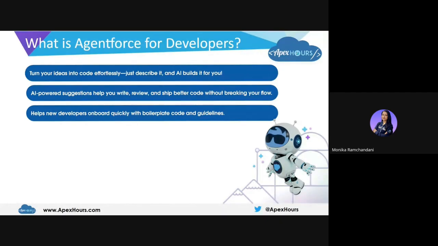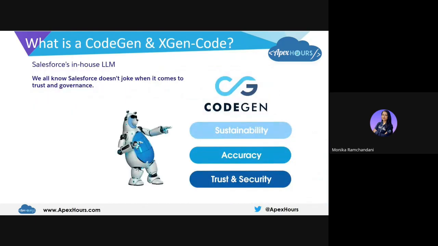Now, this is all praise for Agentforce, but who is helping it do the business? It is CodeGen and XGen-Code, Salesforce's in-house LLM. So it's not ChatGPT, it's not a plugin, it's Salesforce's in-house LLM that Salesforce has created just for developers. It knows how to write Apex, triggers, and test classes, and also knows about governor limits. It knows what makes LWC different from other web components, and the Salesforce way of solving problems, including best practices, naming conventions, and trust standards.